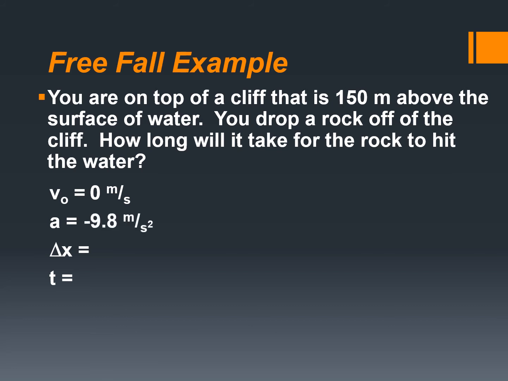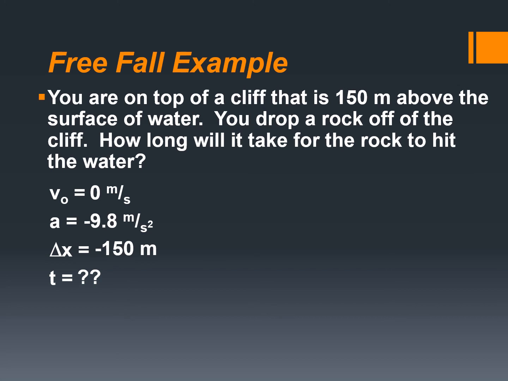The displacement, you're on top of a 150 meter cliff, but your displacement's not 150 meters, it's negative 150 meters because it is moving downward. The displacement is downward. Think about it like this. The rock is going to start at a position of 150 meters. It's going to end at a position of 0 meters. Final minus initial, 0 minus 150 gives you negative 150. And the time is what we're going to be looking for.